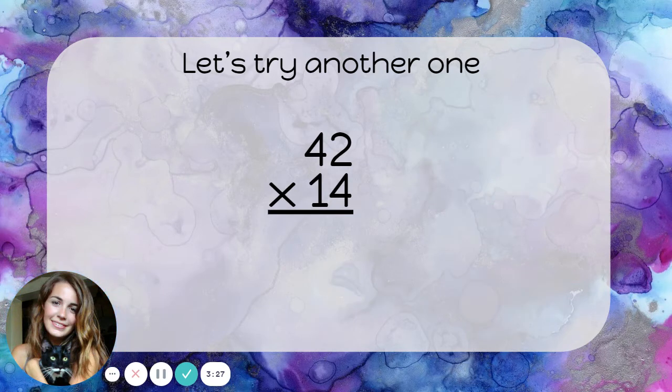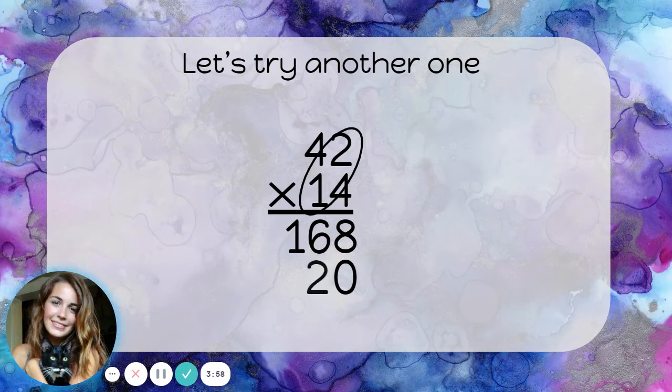So by placing that 0, we're able to keep its value. Let's give it a try. 42 times 4, that's all I'm focusing on to begin with. I'll do 4 times 2, which is 8. And then I'll do 4 times 4, which is 16. All right, moving on to 42 times 1. But before I do that, remember, I have to add that 0 in the ones place of the second number. Now I can think about 42 times 1. 1 times 2 is 2, and 1 times 4 is 4.